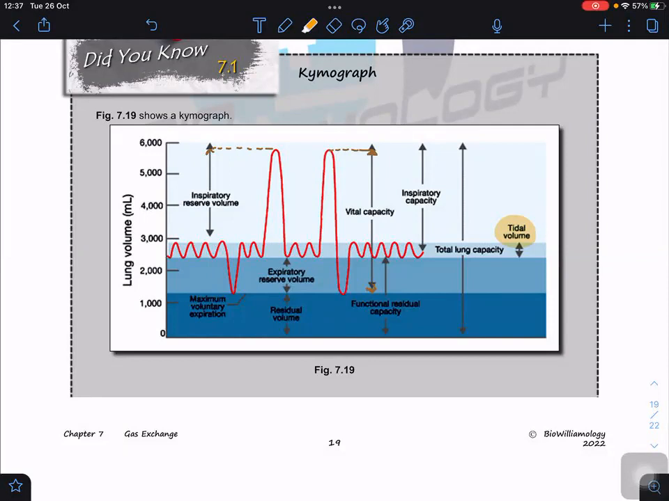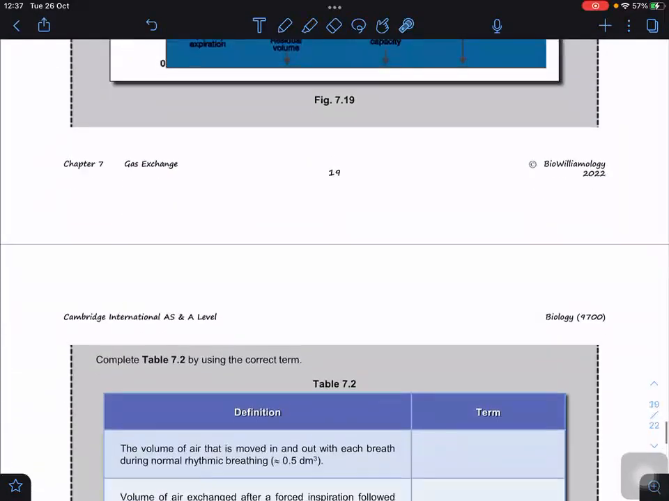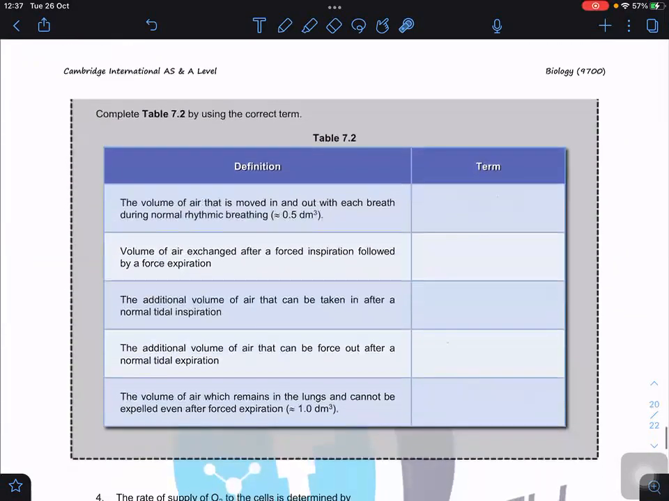And we take in more air. So the tidal volume actually will increase. Okay, during exercise, tidal volume increases. Are you clear? Because we breathe in more air. Okay, so now based on the description just now, fill in the blank.